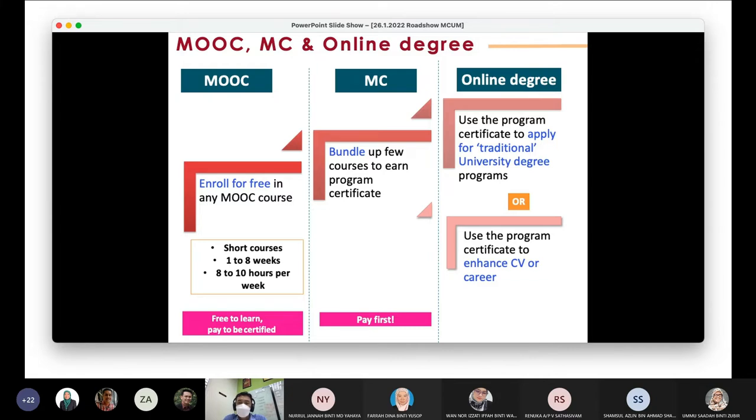For example, if a learner would like to apply for a higher position in a company, they are able to show their employers, hey, I have gone through this course from University of Malaya, and I've got a certificate to show it. Then the chances for me to get that career rise or pay rise would be higher. That's the whole principle, or the whole discussion around what MOOCs, MC, and at the end online degree are for. Next, please.